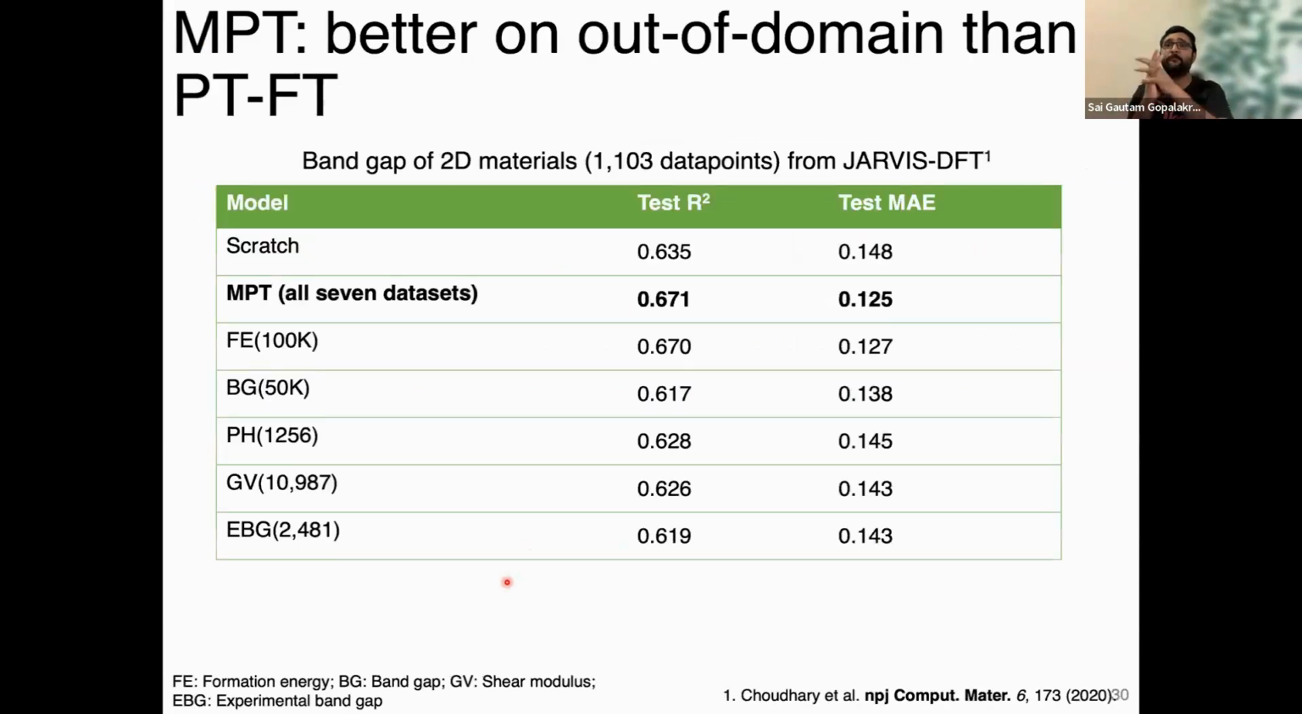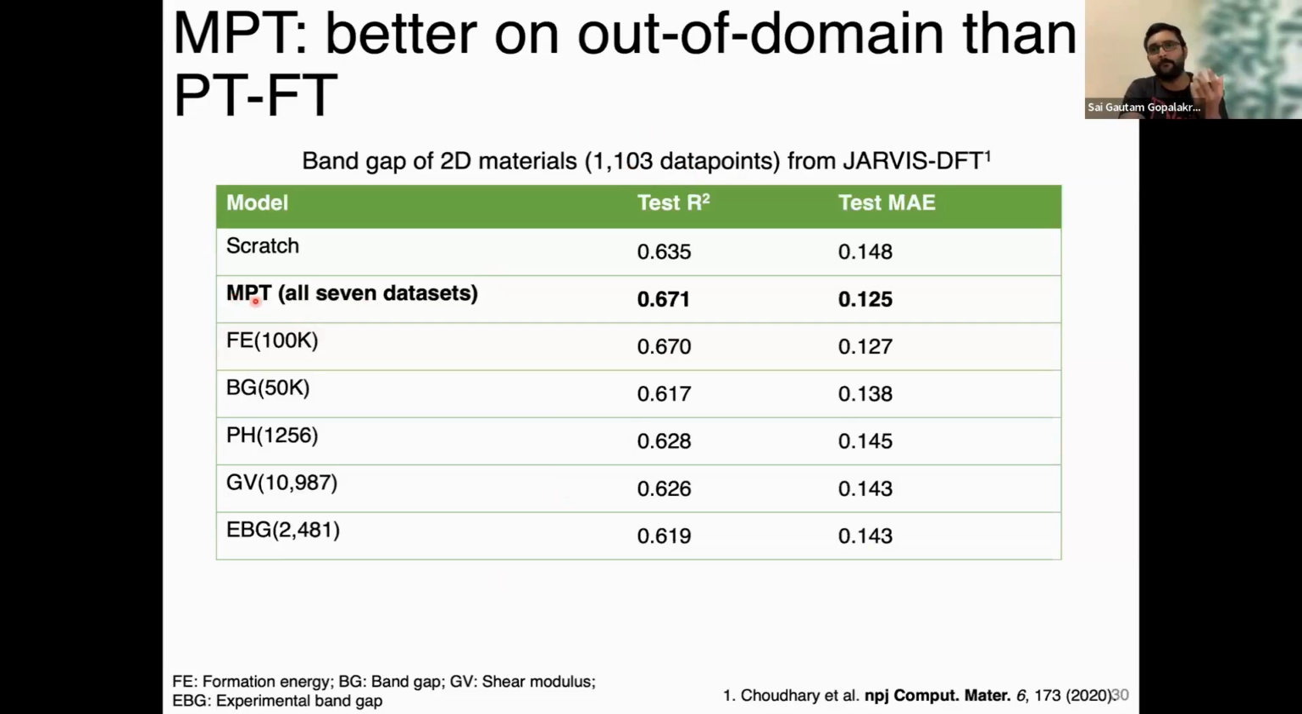But the key takeaway message is that if you take this multi-property pre-trained model and then try to make predictions on something the model has not seen at all, right? So far we looked at 3-dimensional material properties like band gaps, formation energy, shear modulus, and so on. So we took our multi-property model and tried to make predictions on band gap of 2D materials. So the material class itself is completely different, right? And the data set is also fairly small, only about 1,100 data points or so, right?